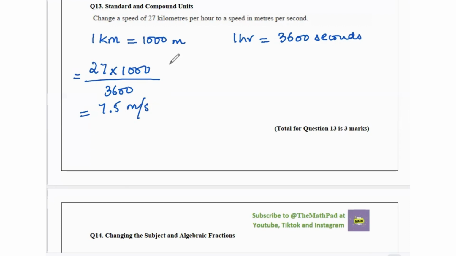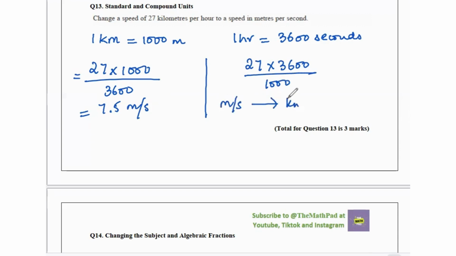If it was going from meters per second to kilometers per hour, then it would be the opposite. Then you would do 27 times 3,600 divided by 1,000. This is for meters per second to kilometers per hour. The order changes. For kilometers per hour to meters per second, we times by 1,000 because meters are smaller than kilometers. So to convert kilometers into meters, we have to multiply by 1,000. When we go from a smaller to a bigger unit, we divide. Hence, 27 gets divided by 1,000. So if you remember this order, easy 3 marks for you.